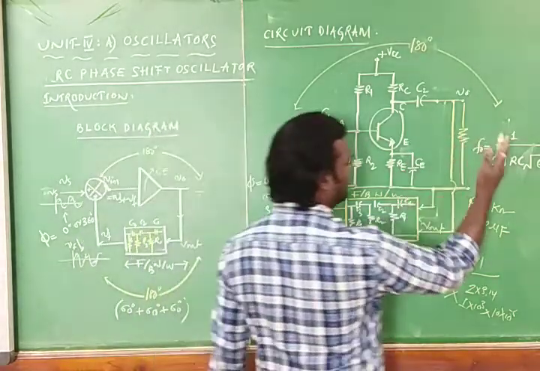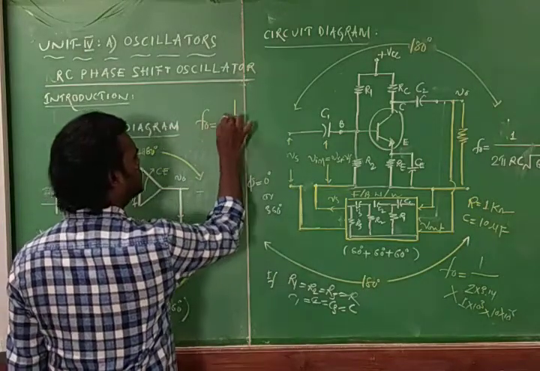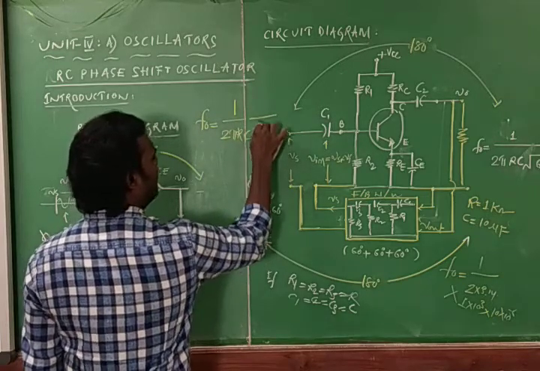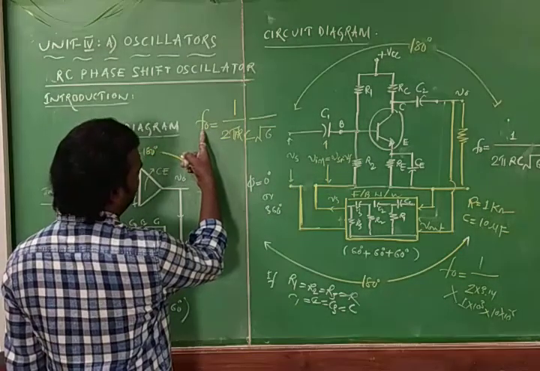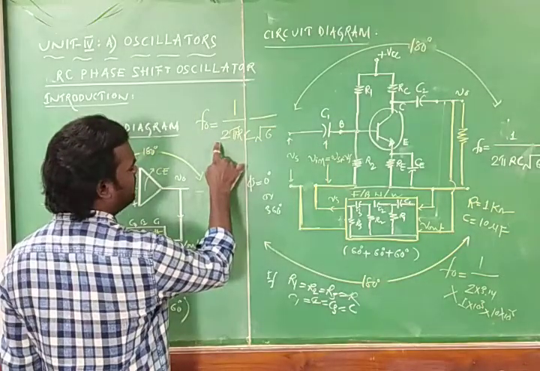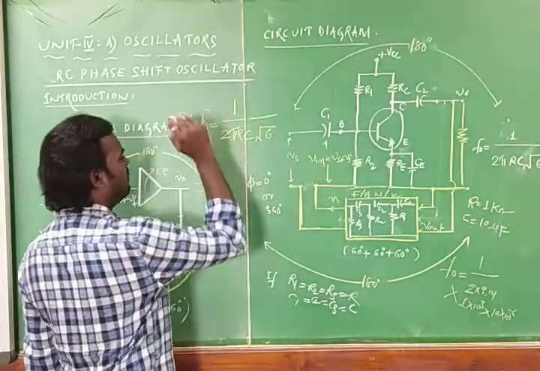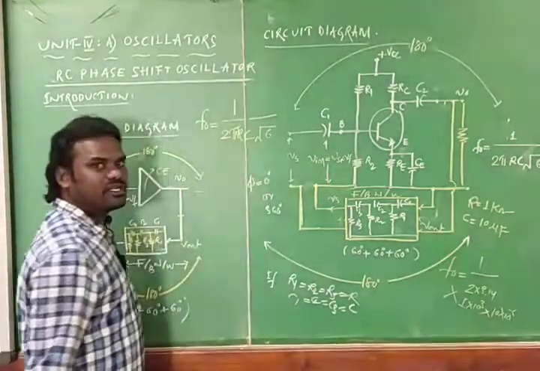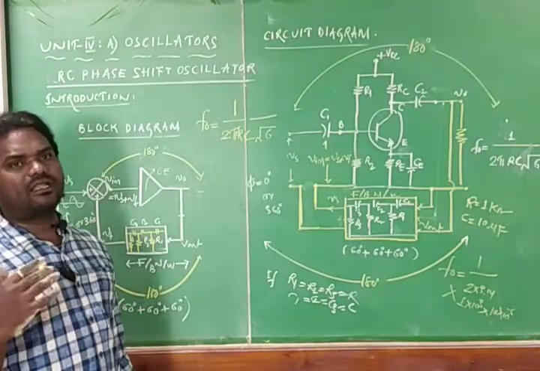From this equation, fo equals 1 by 2 pi RC under root 6, it is clear that the frequency of oscillation is purely dependent on the values of R and C only, because 2 is a constant, pi is a constant, and under root 6 is also a constant. The frequency of oscillation is purely dependent on the R and C components.